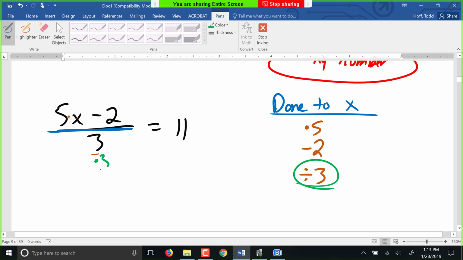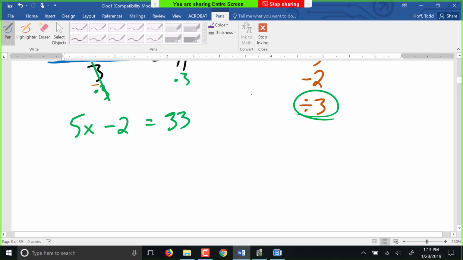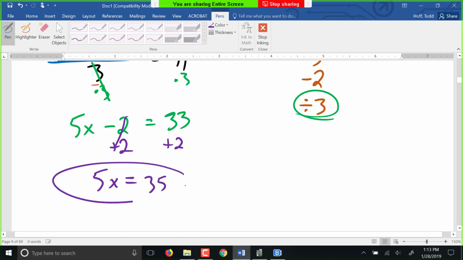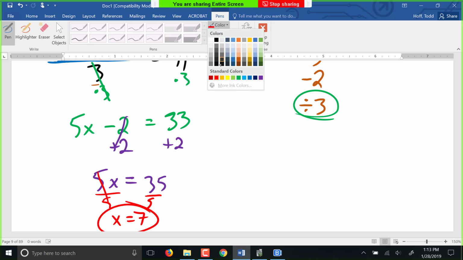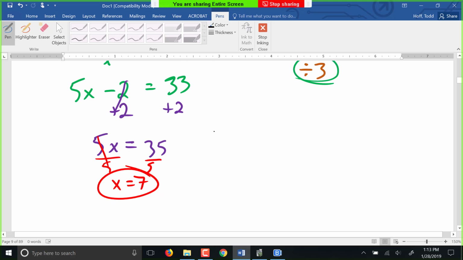So we're going to multiply by 3. We multiply by 3, it just removes that 3, giving us 5x minus 2. We multiply by 3 on the other side is 33. Perfect. Then what? We add 2. Good. 5x equals 35. And then we divide by 5. Perfect. X equals 7. Okay, now we'll take that next step.